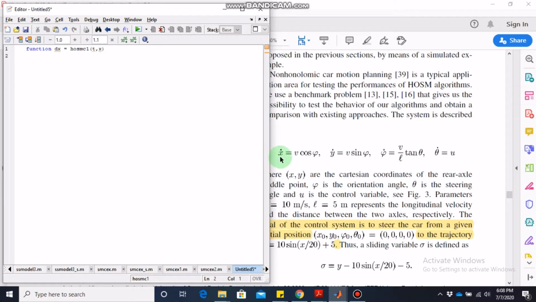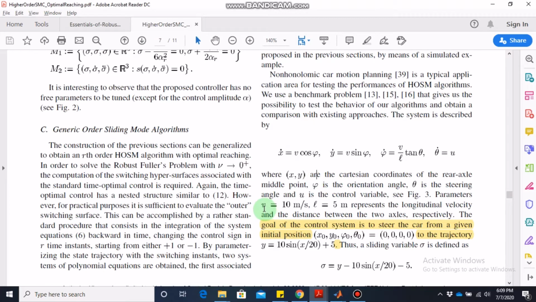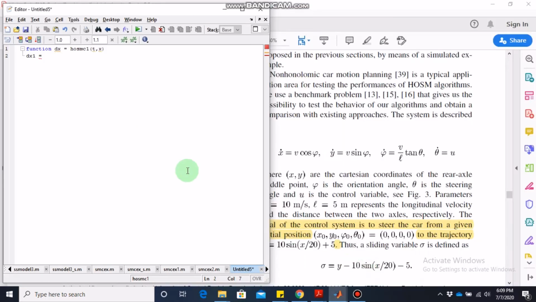You can see here that this x dot is our first state. So let me call this dx1. dx1 is the derivative of the first state variable, and that is equal to v times cos phi. So v is some constant here. If you look at the paper, they have given the value of v as 10 meters per second. So you can define the value of v before you even define dx1.